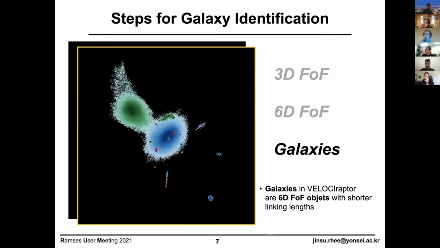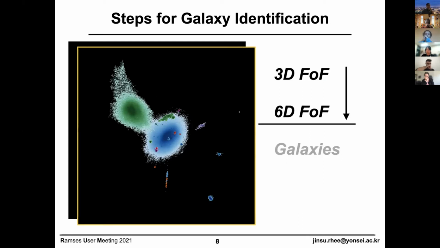Because many codes use different ways of defining galaxies from the larger host, we limit our analysis to 6D FOF only and investigate how fast the 3D and 6D FOF groups are searched.